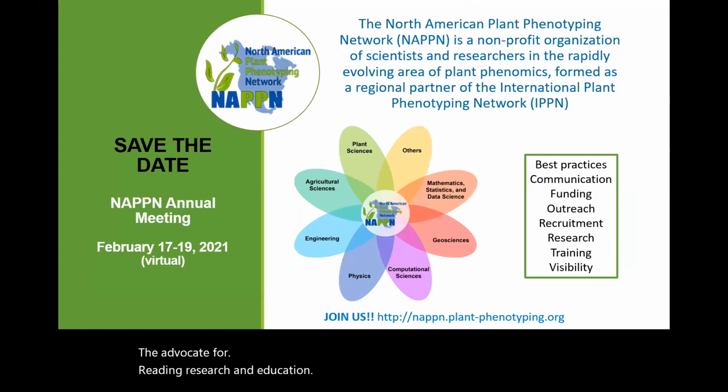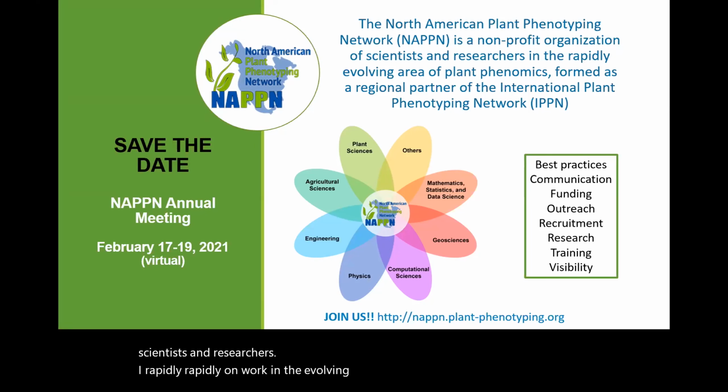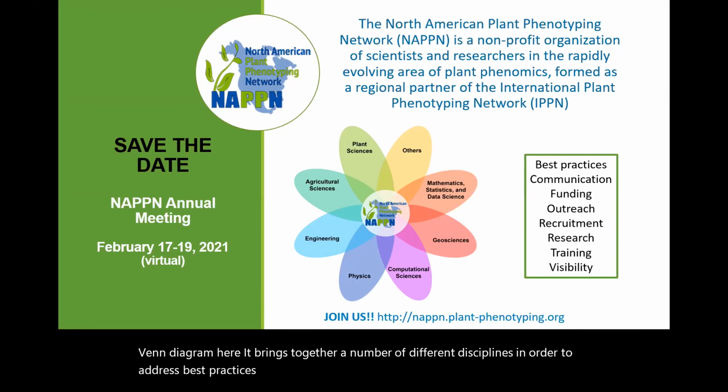Next slide, please. The North American Plant Phenotyping Network is a nonprofit organization of scientists and researchers that work in the rapidly evolving area of plant phenomics. You can see by the Venn diagram here, they bring together a number of different disciplines in order to address best practices, facilitate communication, funding, outreach, recruitment, research, training, and visibility of plant phenotyping. Next slide, please.